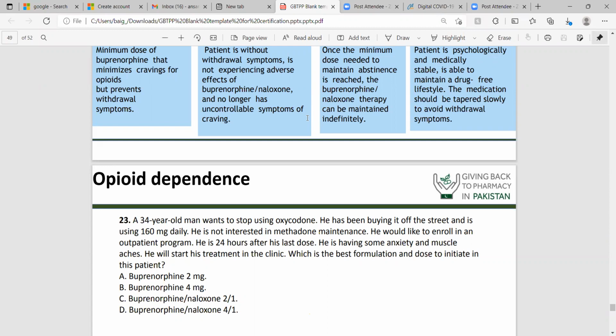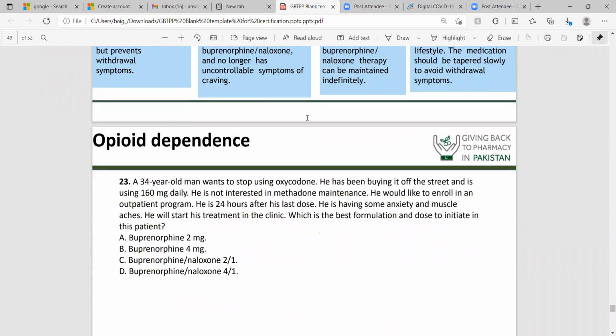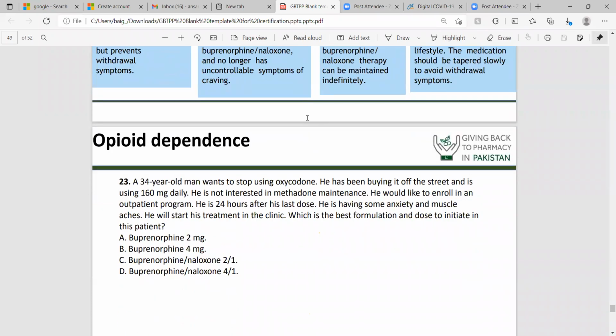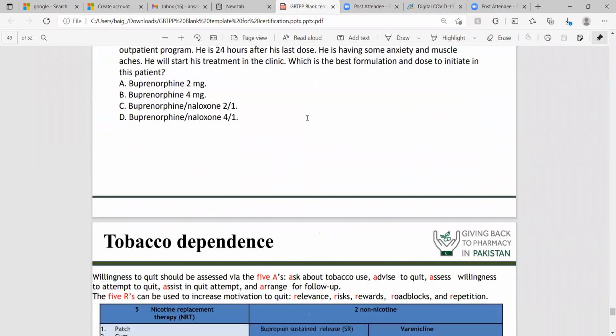He is 24 hours from his last dose. He is having some anxiety and muscle aches. He will start his treatment in the clinic. Which is the best formulation and dose to initiate in this patient? So options are buprenorphine 2 milligram, buprenorphine 4 milligram, and a combination product, buprenorphine-naloxone 2:1 or 4:1. Normally we start treatment with 4:1. So option D is the best option.